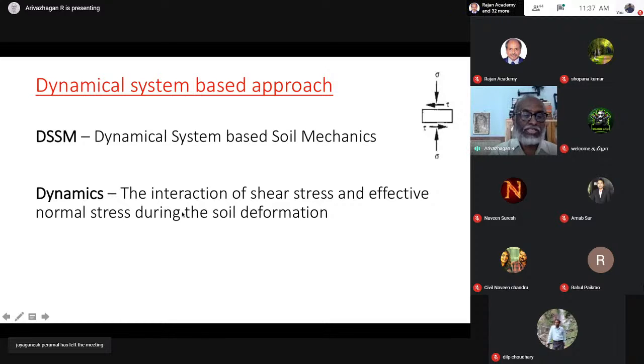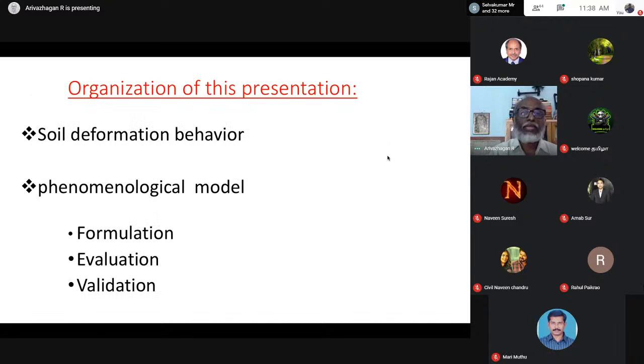The interaction of shear stress and the effective normal stress. See here, a soil element subject to normal stress and shear stress. The interaction of the normal stress and shear stress makes the concept of the dynamical system-based approach. So, based on that, I organized my presentation like this.